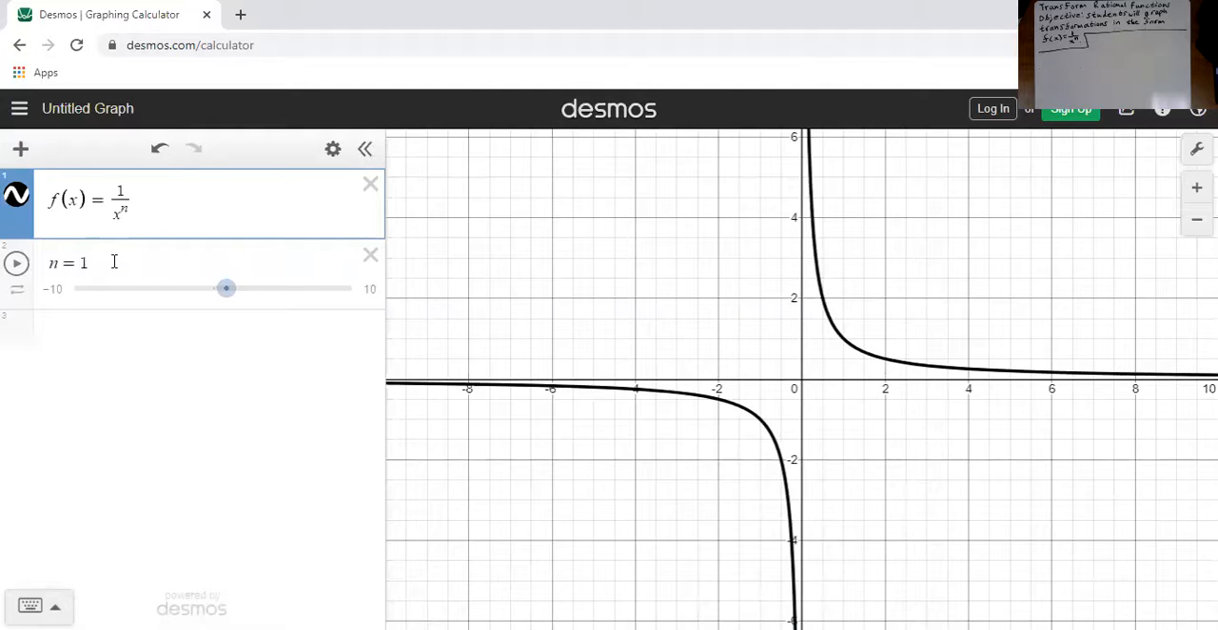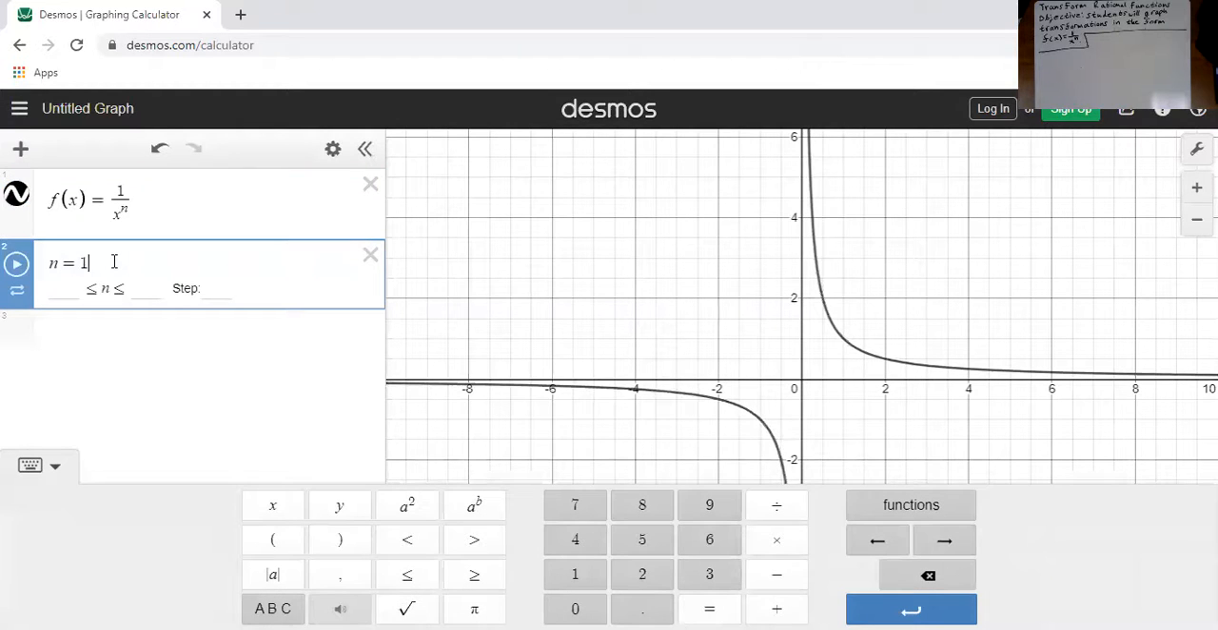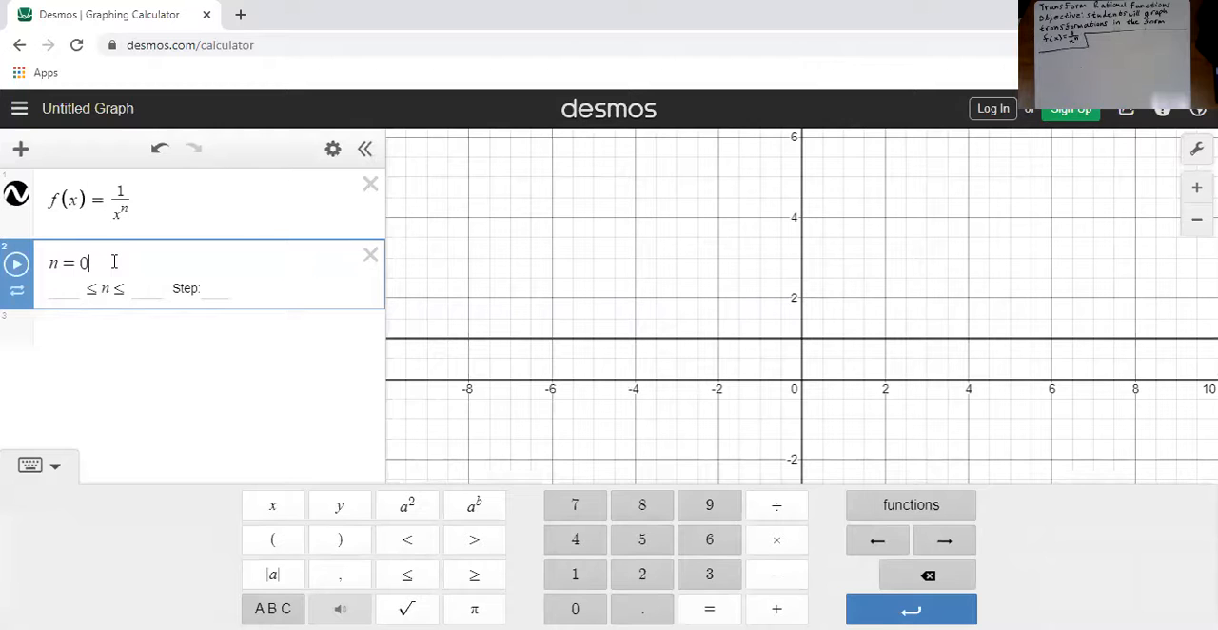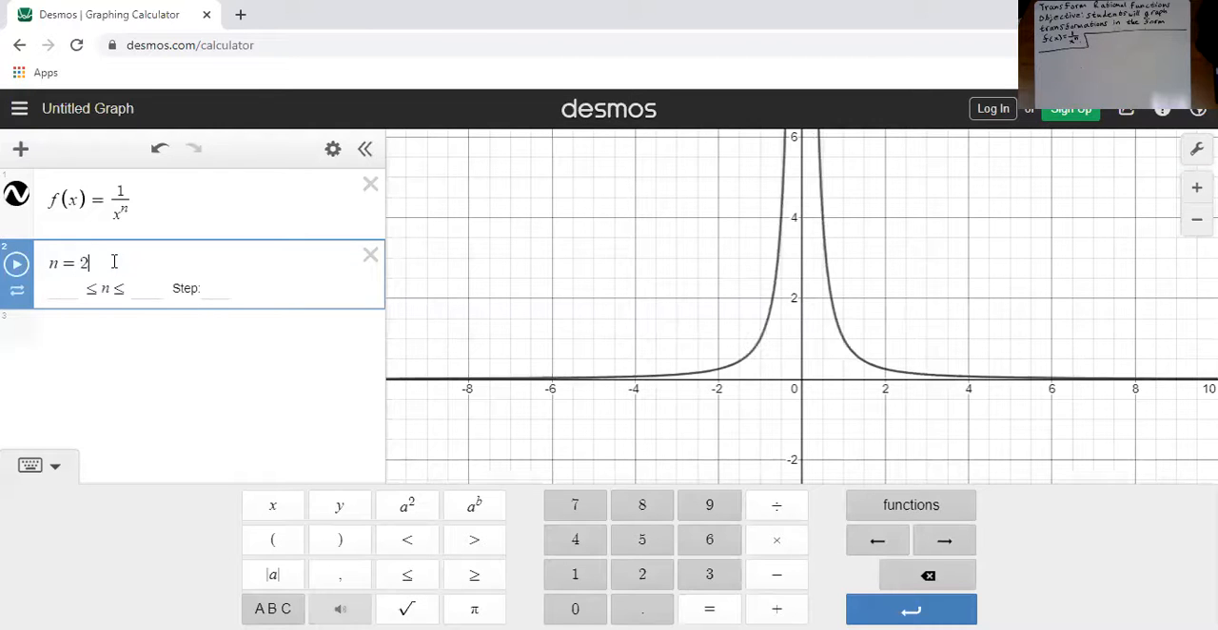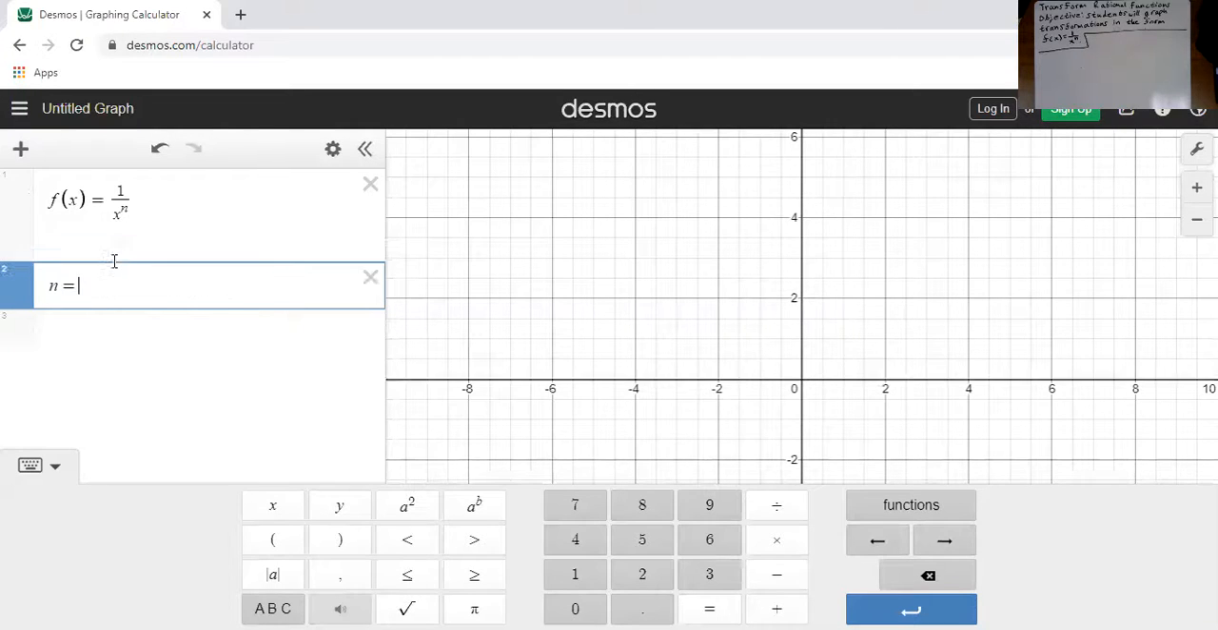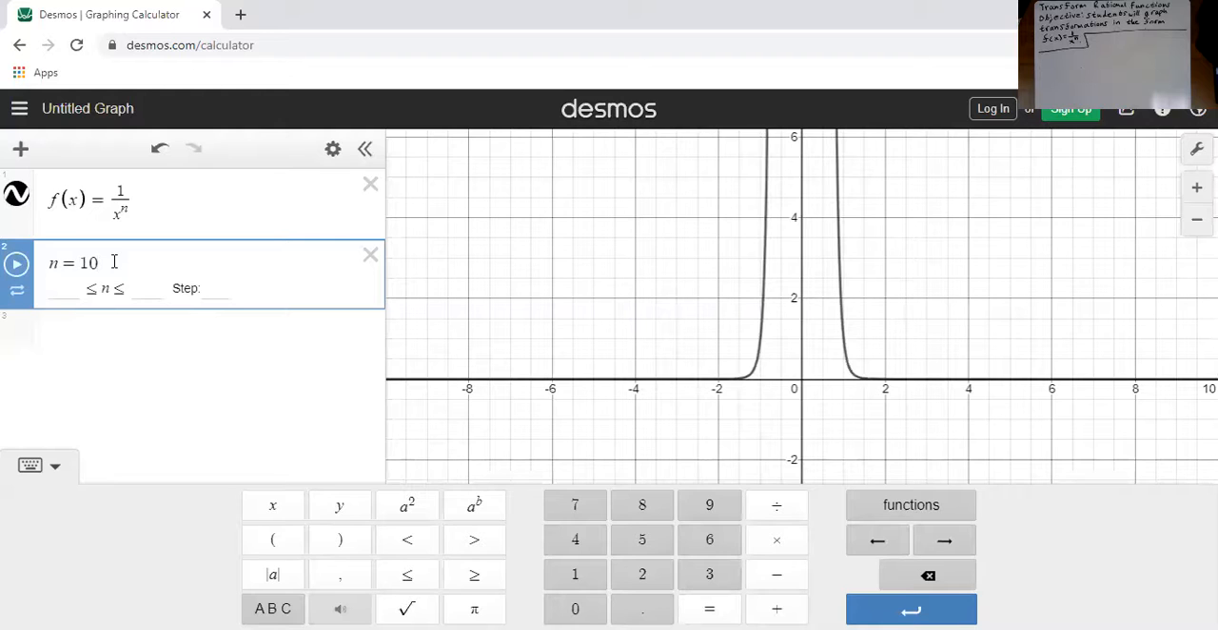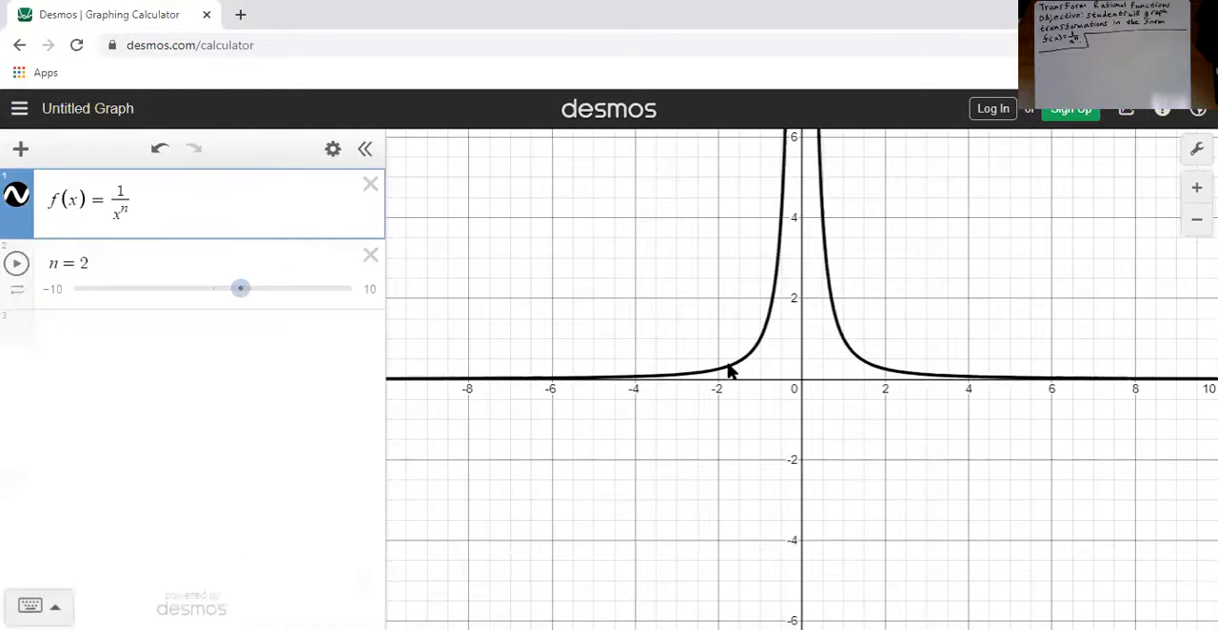Now let's look what happens when we make n even. Well, if it's zero, it's nothing interesting there, but if it's anything greater than zero, then we get these curves that are symmetric around the y-axis.